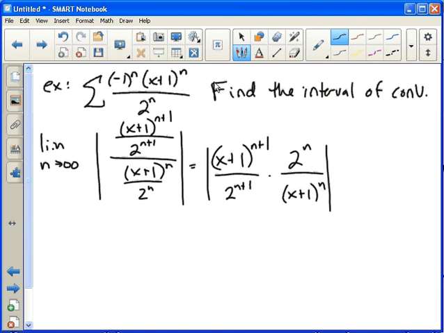And we'll see that all the 2's cancel out, except for 1 on the bottom. All the x plus 1's cancel out, except for 1 on the top. So we're just left with x plus 1 over 2. Now that doesn't have any more n's, so that means we're done. The limit's already been taken, because these are just all coefficients and constants. So the limit's finished. Our limit is x plus 1 over 2.